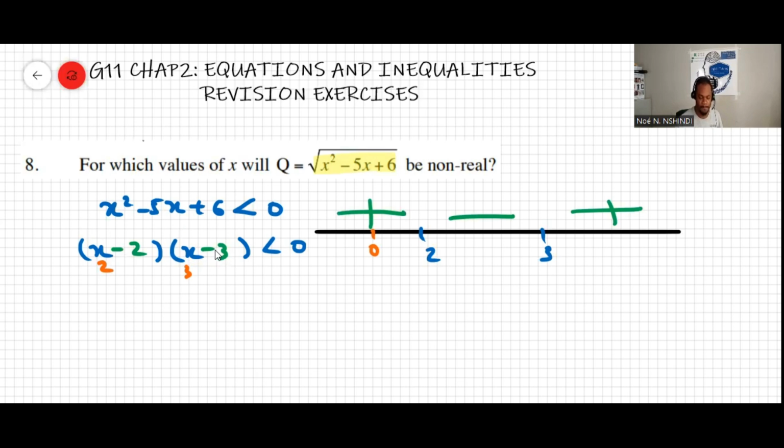So therefore, the solution will be in between. So when I say 2 is less than x and x is less than 3, so my solution will be between 2 and 3. Okay.